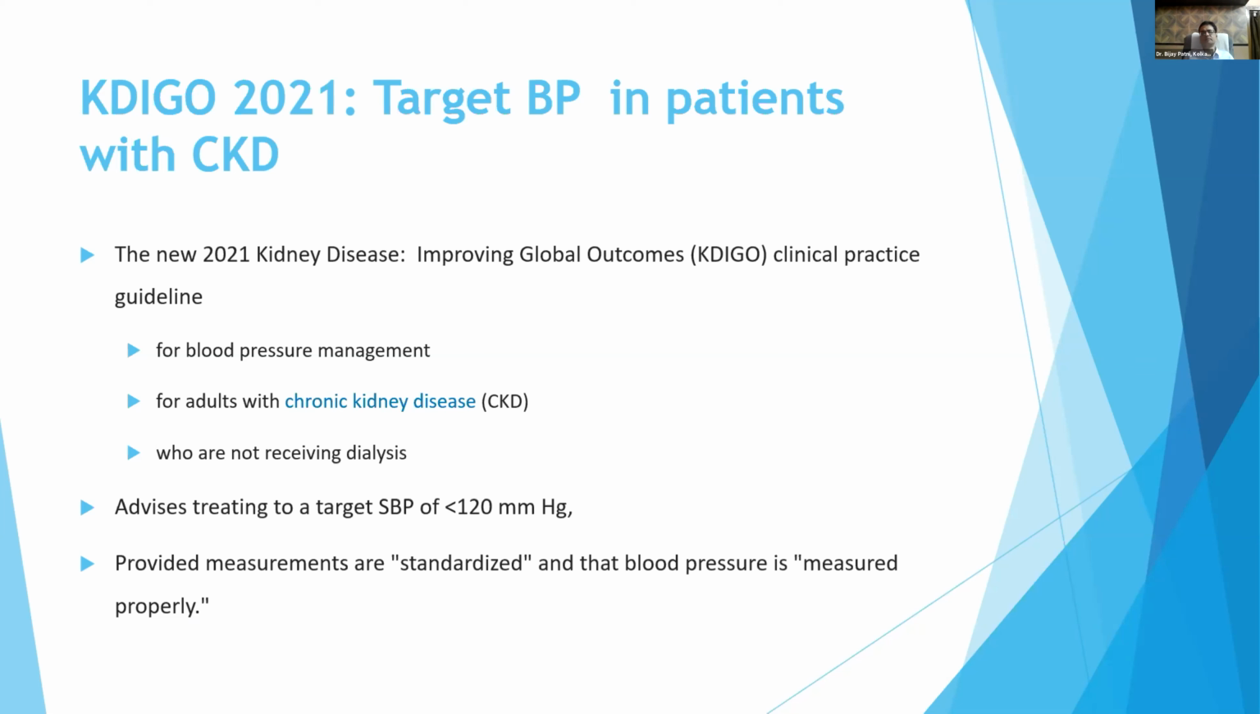It clearly says to target the BP in patients with CKD. And that's very important, that you need to have a standardized and proper measurement of blood pressure. So you have to have a blood pressure measurement for adults with chronic kidney disease who are not receiving dialysis. Basically, these are the clinical practice guidelines. Along with that, advice is given that the targeted systolic blood pressure should be less than 120.